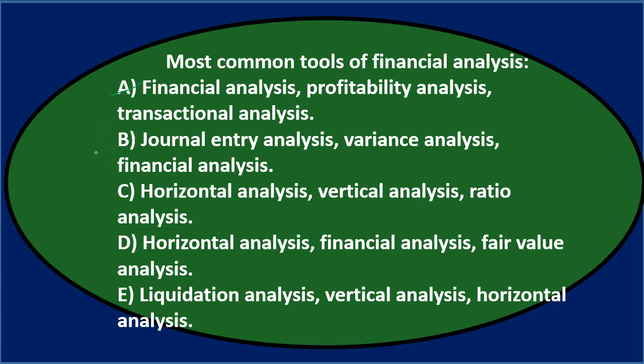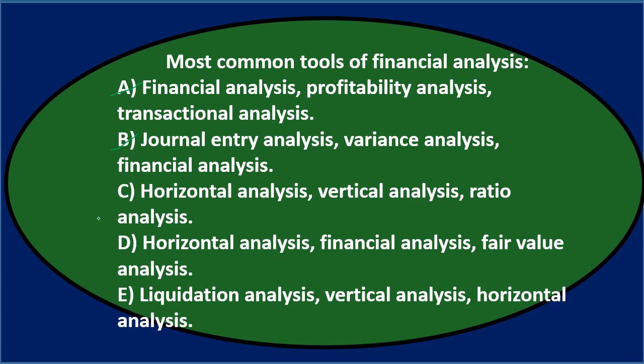B says journal entry analysis, variance analysis, financial analysis. Again, it's got financial analysis, which might be ratios, but I don't see any ratios. Variance basically means a change, the difference analysis that could be used. Journal entry analysis is something I don't really recognize as something that we would use on the financial statements. Those are tools to help us generate the financial statements. Investors probably don't know what journal entries are, and debits and credits would confuse most people that aren't actually making the financial statements. So probably not B.